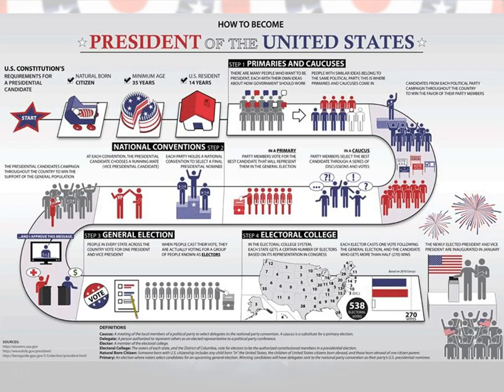Now, the process to become president is very difficult. So we start out with meeting the basic constitutional requirements, then we'll go through the primary and caucus stage, then we'll actually go through the election, and then finally you have to win in the Electoral College. We've already covered some of this, and the rest of it we'll cover today and tomorrow.